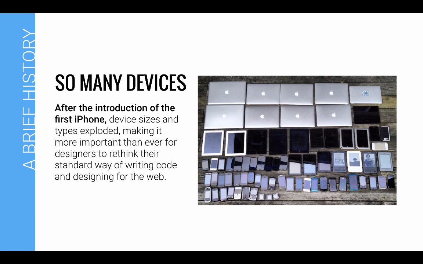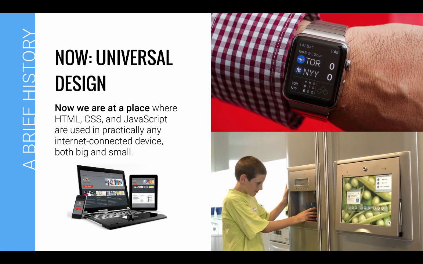their code for the web, because this is also what happened, right? Is that things got really tiny on a watch, and then they got weird on a weirdly big or medium sized or whatever on a refrigerator or on whatever other strange device that you could think of that normally you wouldn't associate with the internet. And so now practically anything that is internet connected uses HTML, CSS, and JavaScript. So universal design is really important.